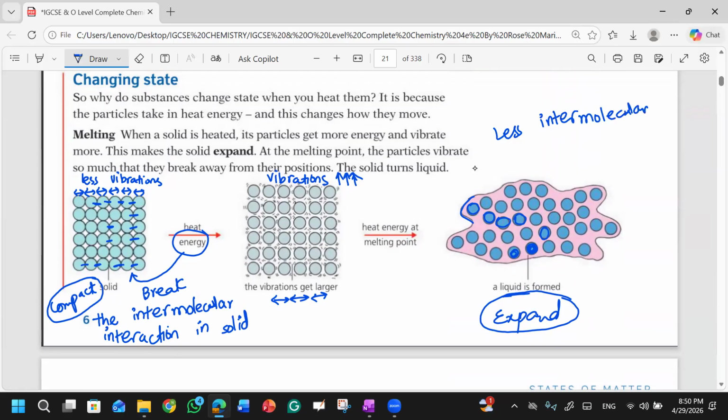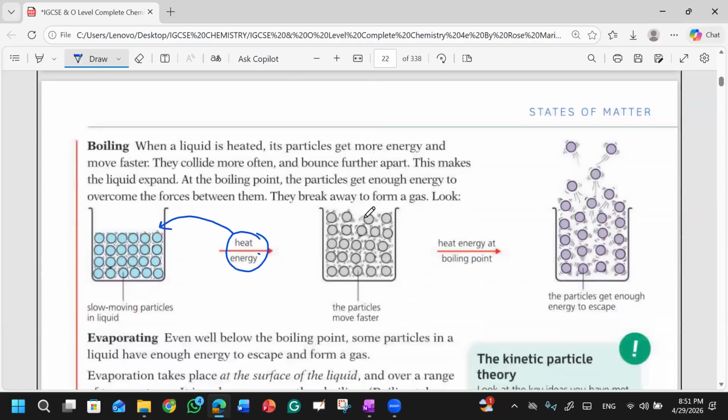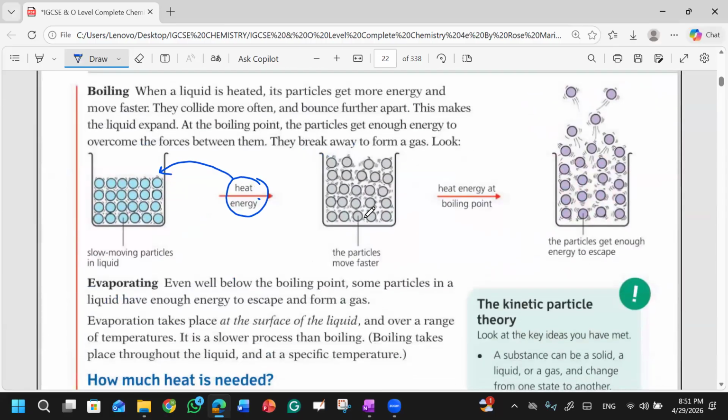Less intermolecular interaction or force as compared to the solid. We are talking about the liquid, so it has some intermolecular interaction in it. Clear? So what will happen when you heat the liquid? That heat energy will be used up to break those intermolecular interactions, to basically increase the vibration in the liquid. And how will the vibration increase?